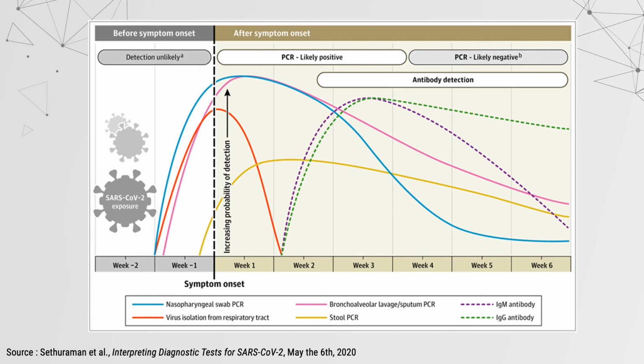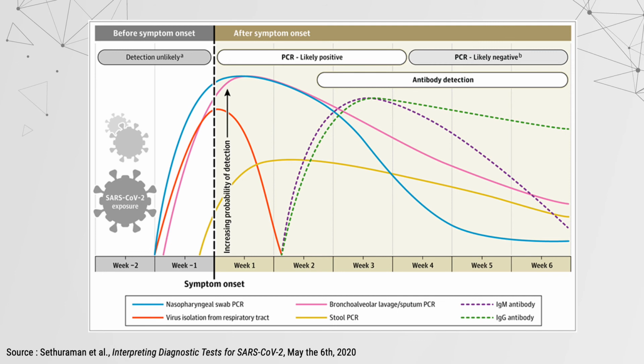So this graph summarizes the different techniques that can be used to detect the virus. We can clearly see that there are two different methods, the first one being the PCR and the second one being the antibody tests. The PCR, as we said, tends to be relevant sooner than the antibody tests because it can be relevant even before the symptoms appear.